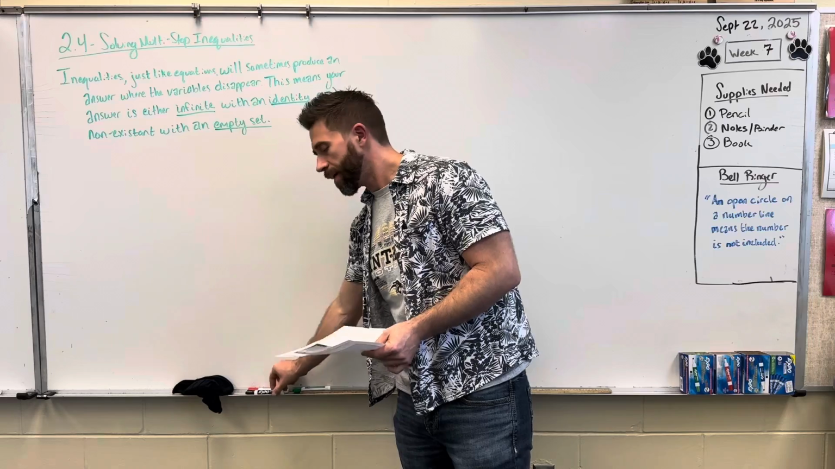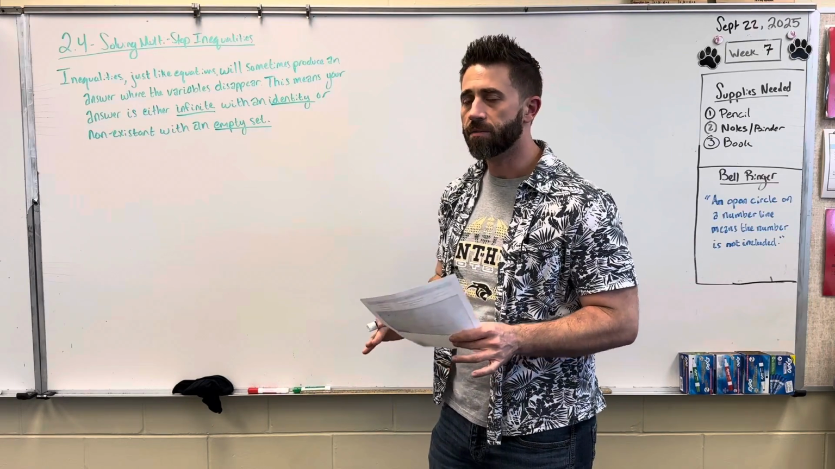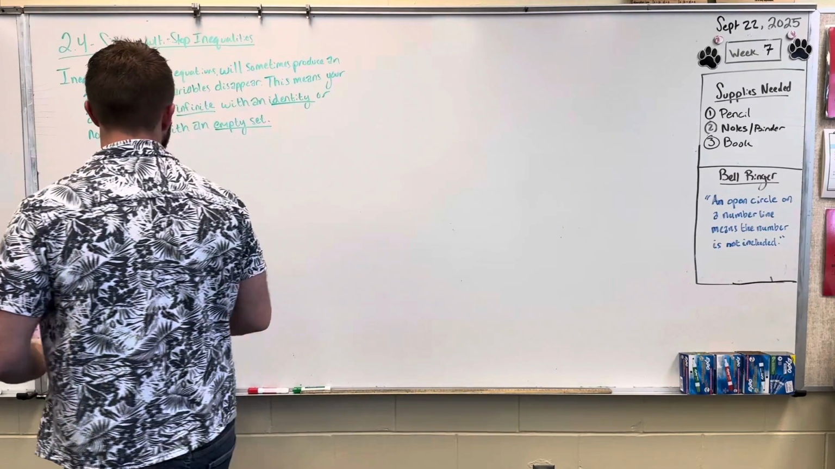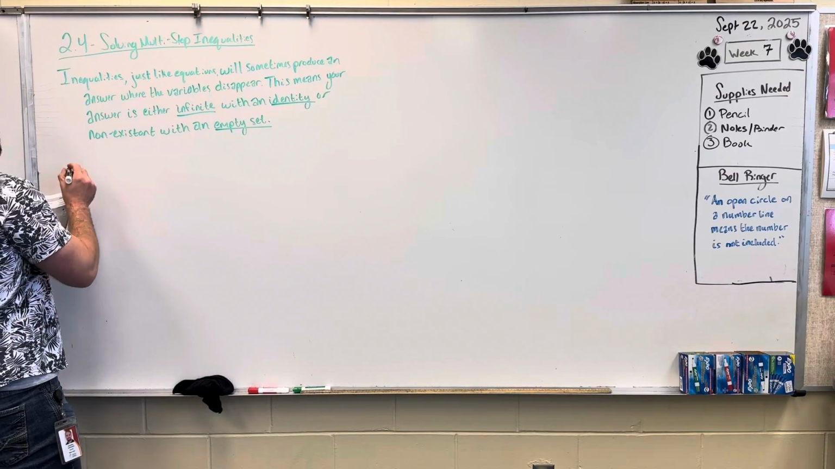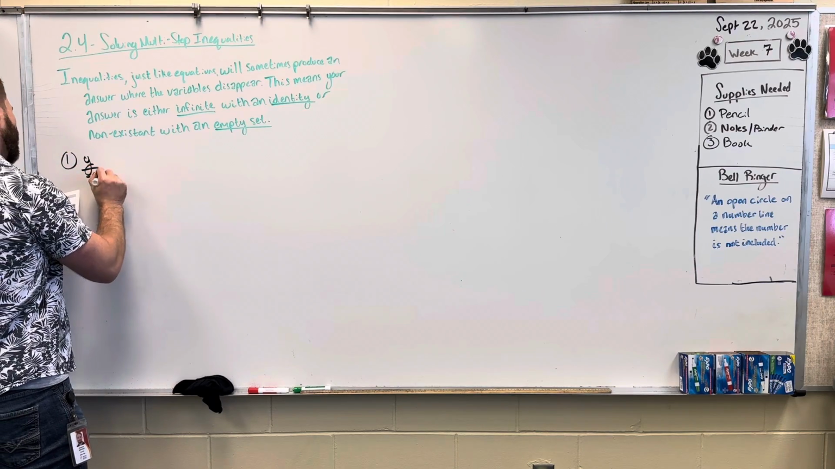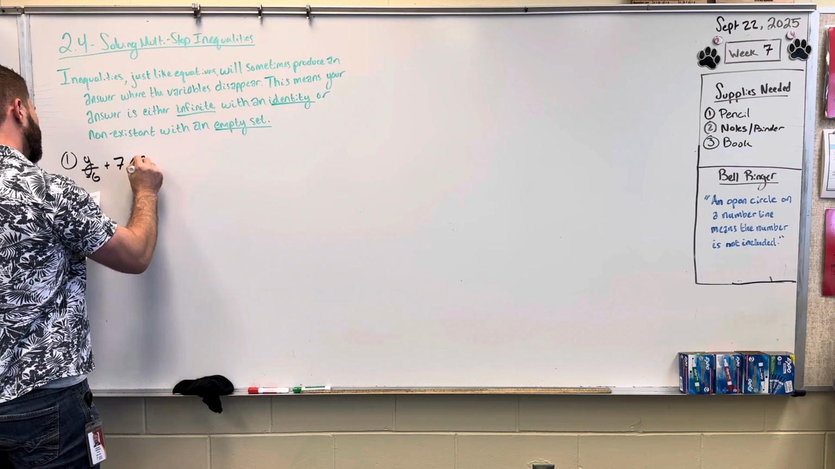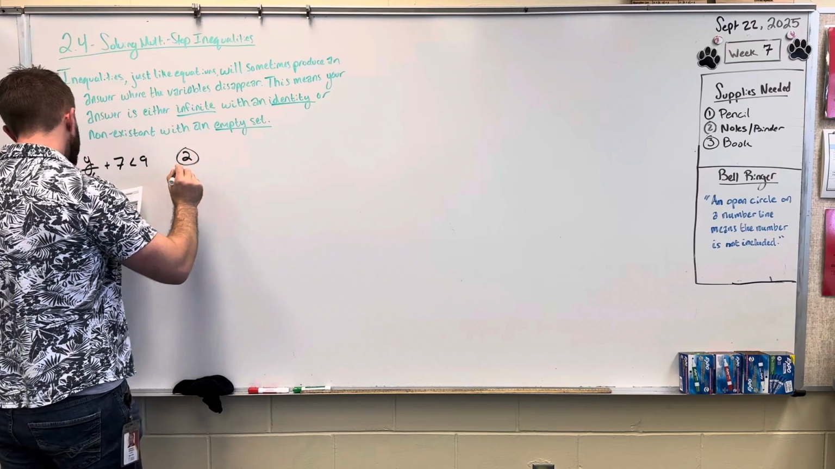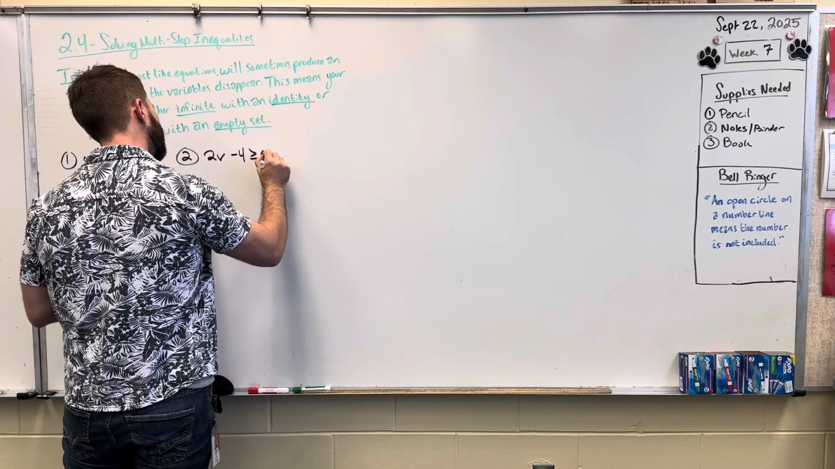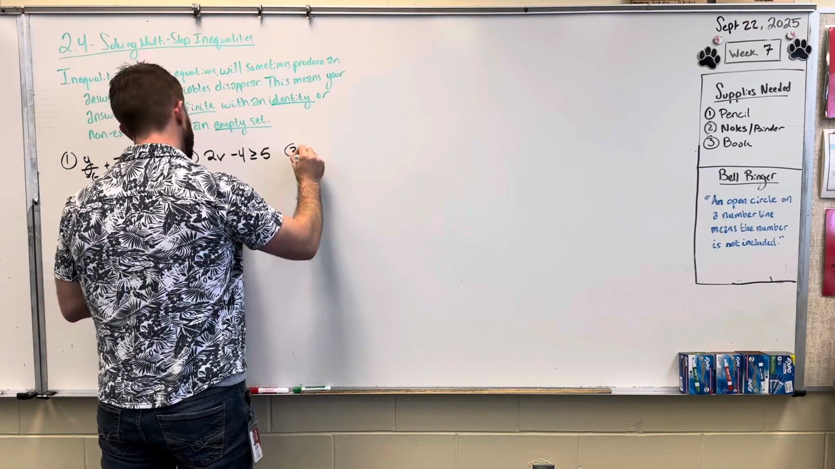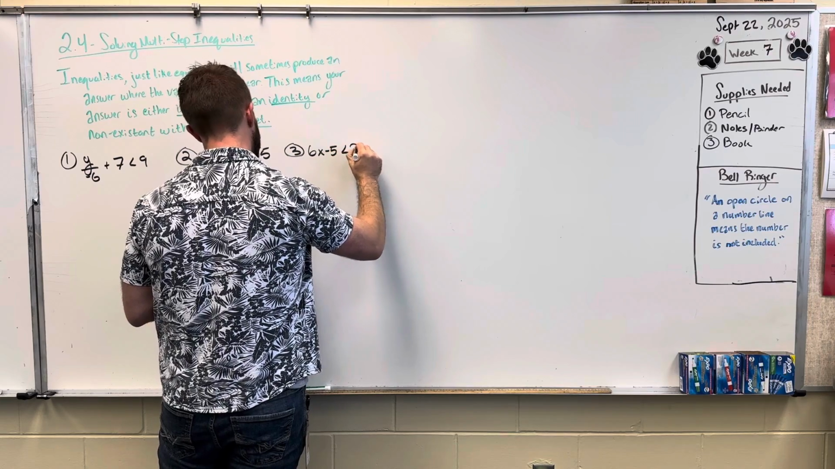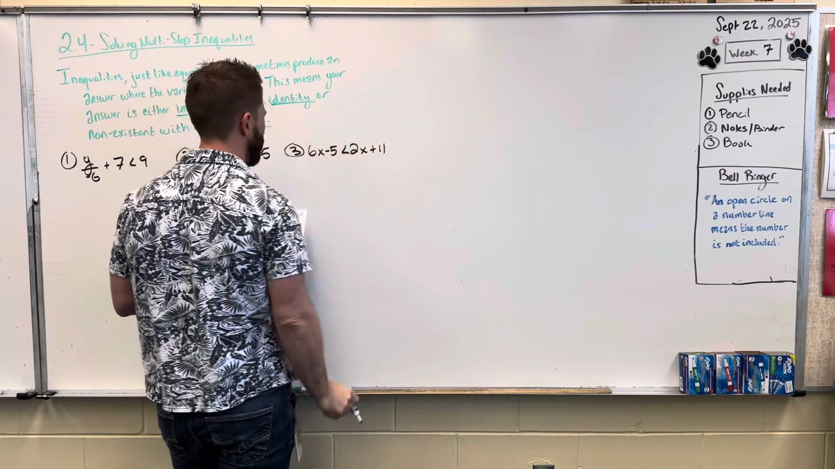So before we get into that, let's make sure we got a good basis of how do we do an inequality and how do we graph it on a number line, and make sure we know the nomenclature for what's going on with these types of problems. So number one is y divided by -6 plus 7 is less than 9. Number two is 2v minus 4 is greater than or equal to 5. And number three is 6x minus 5 is less than 2x plus 11.